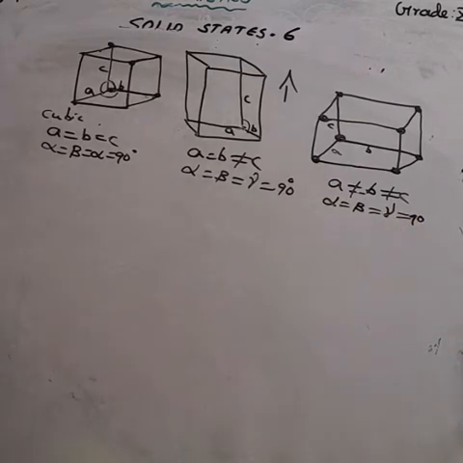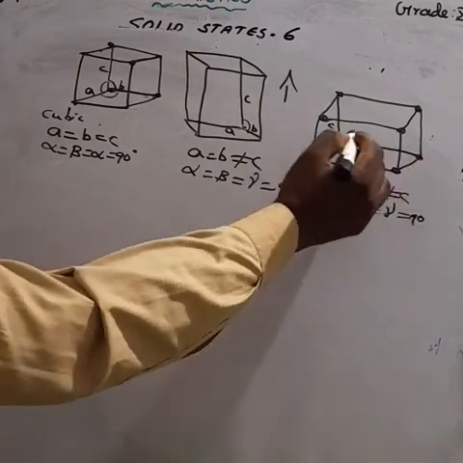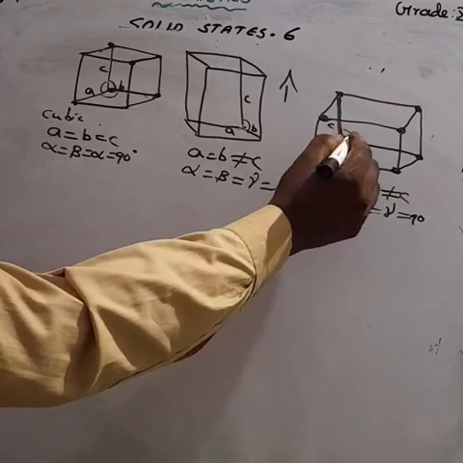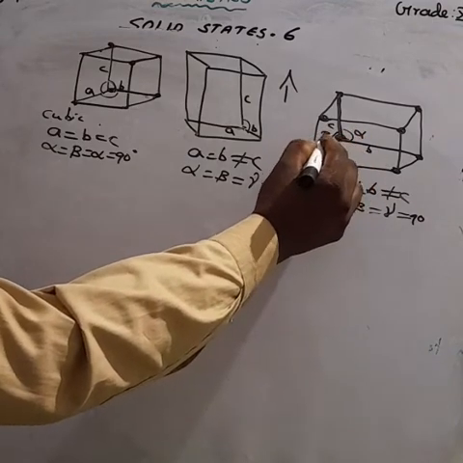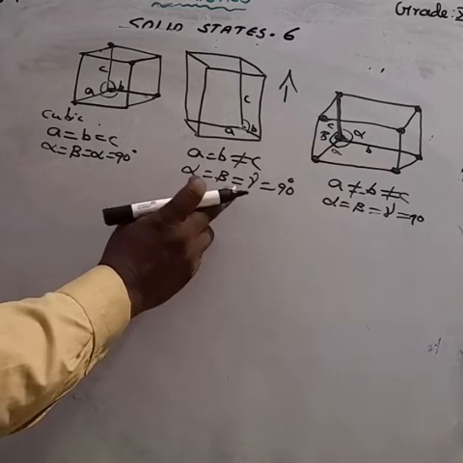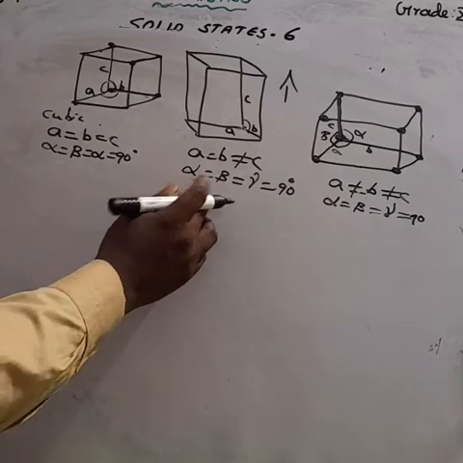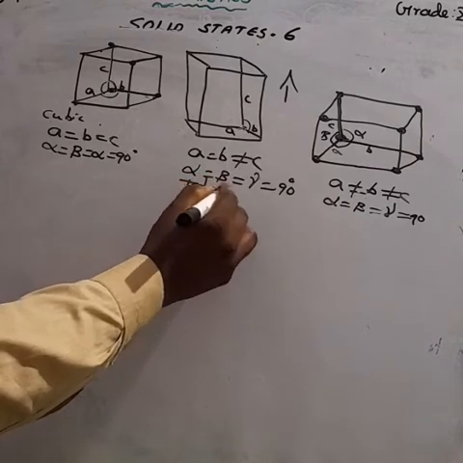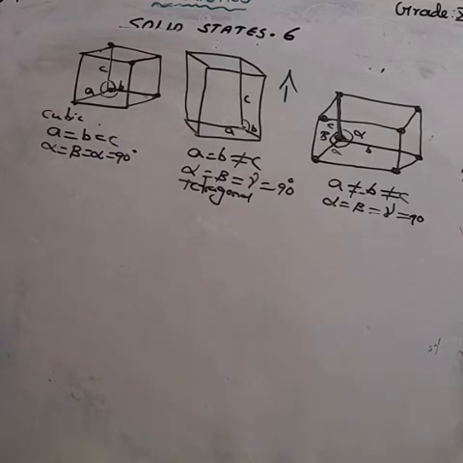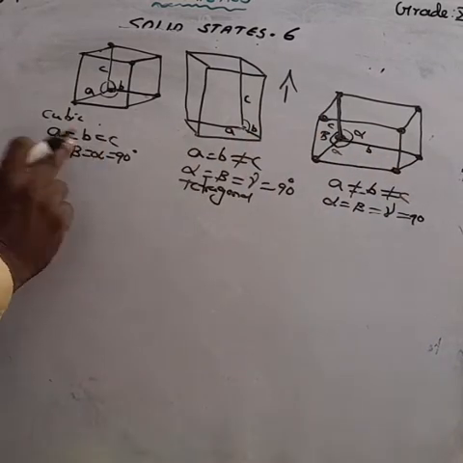Here we are telling about different lengths. Different length means a is a different length, b is a different length and c is a different length. But the angles are the same, approximately the same. Alpha is 90 degrees, beta is 90 degrees, gamma is 90 degrees. What about the tetragonal? Here a and b are the same length, but c is not the same length. The angles are the same, 90 degrees. What about the cubic? Lengths are the same, angles are the same. Am I right?